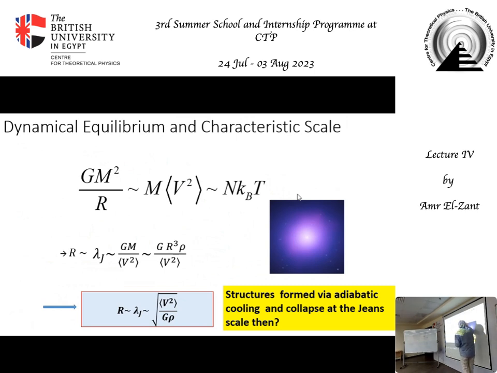So if it's thermal, this is the Boltzmann constant that we'll get to. Or if it's not thermal, it simply tells you that the potential energy is more or less of the same order, in fact twice, the kinetic energy. And that's what holds a galaxy. And from there, you can get the Jeans length again.